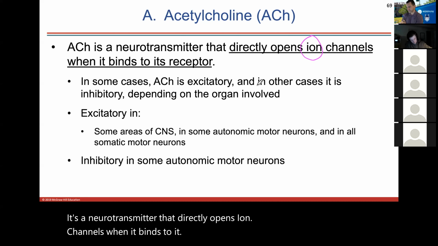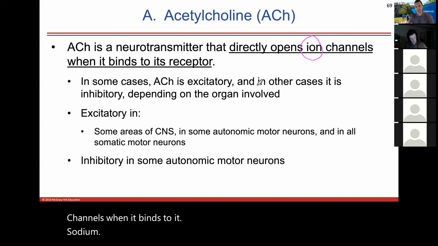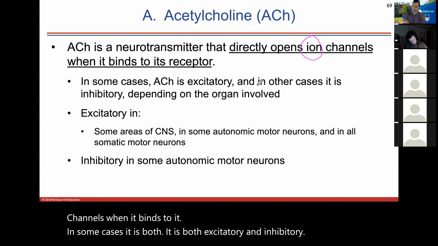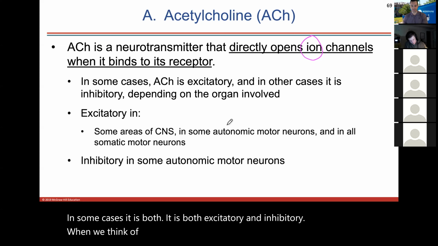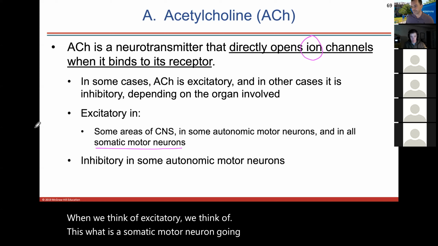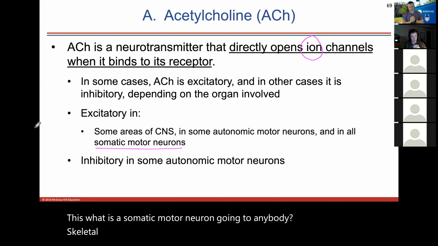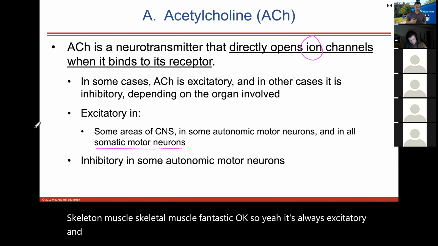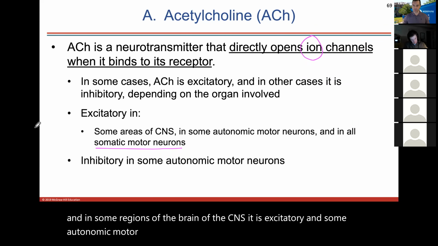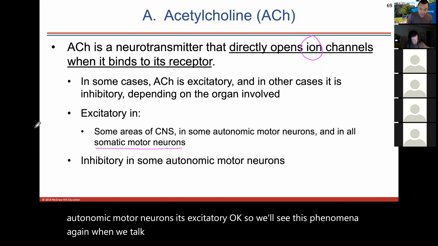Sodium. In some cases, it is both. It is both excitatory and inhibitory. When we think of excitatory, we think of this. What is a somatic motor neuron going to? Anybody? Skeletal muscle. Fantastic. So yeah, it's always excitatory. And in some regions of the brain, of the CNS, it is excitatory. In some autonomic motor neurons, it's excitatory. So we'll see this phenomenon again when we talk about the autonomic nervous system.